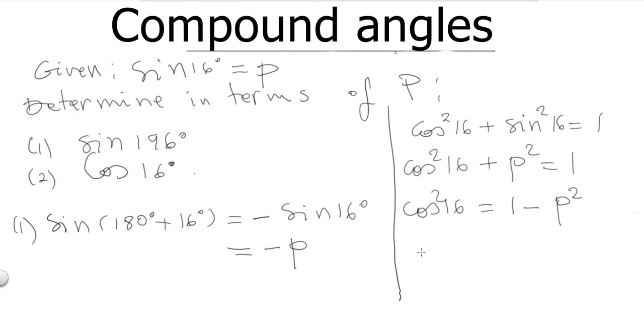Now, we have a square root there. Therefore, cos of 16 degrees will be the square root of 1 minus P squared. So if you know the compound angle and identities, you can solve so many questions in trigonometry.